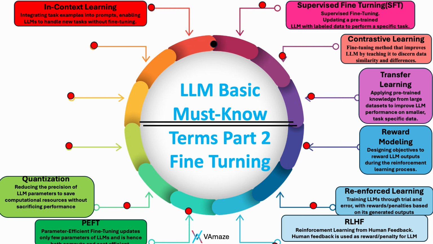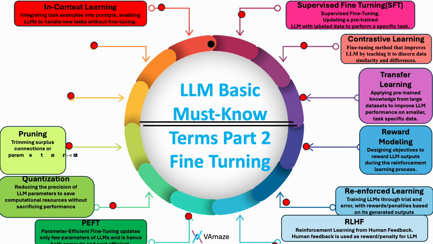The next one is pruning. Pruning involves trimming surplus connections or parameters in LLMs to make them smaller and faster while maintaining performance. This technique helps streamline the model, reducing its complexity and improving inference speed.